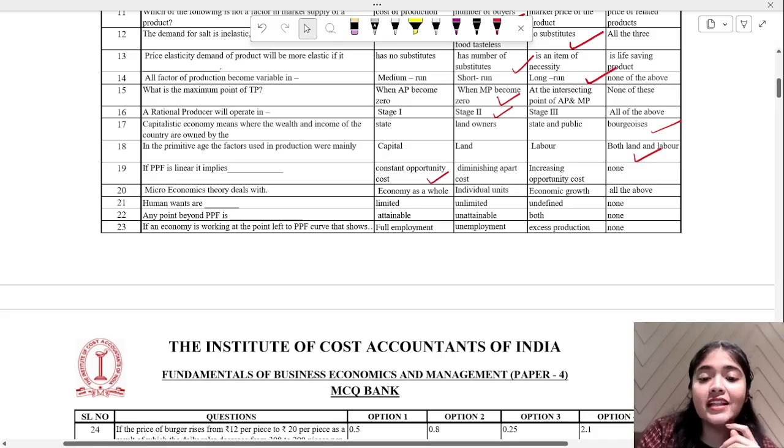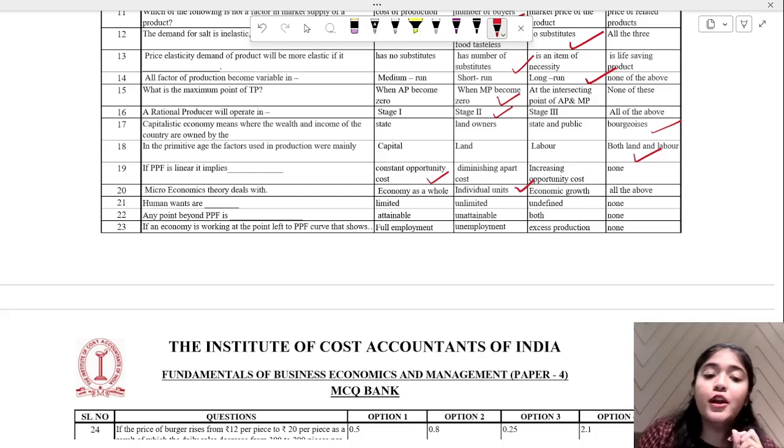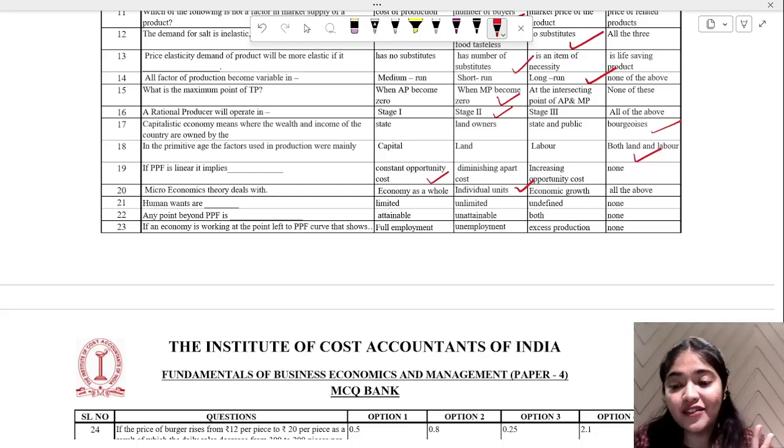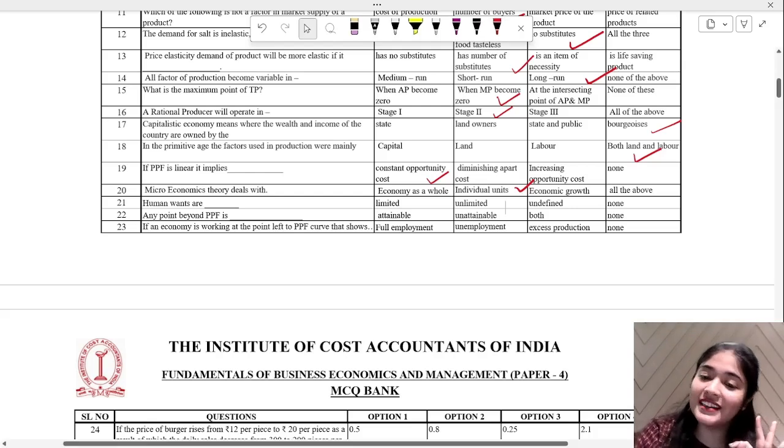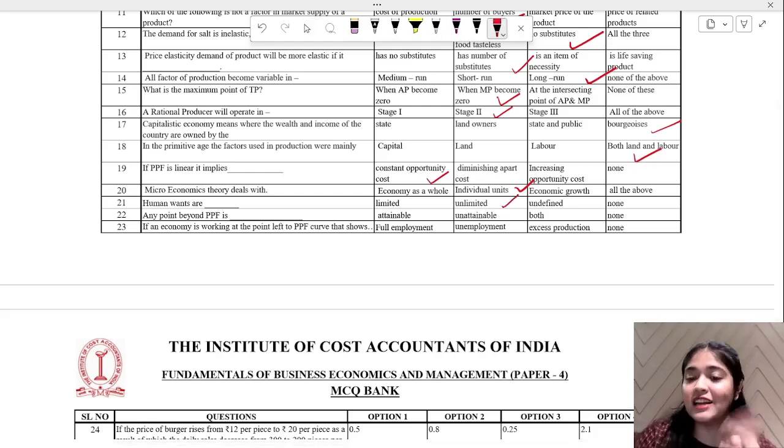Microeconomic theory deals with economy as a whole, individual units, economic growth, or all of the above. So you have to see micro, small things, individual units. Now, human wants are limited, unlimited, undefined, or none. You know it, right? We all have unlimited wants. Any point beyond PPF is attainable, unattainable, both or none. Any point beyond the PPF, you can't attain it. That is unattainable.